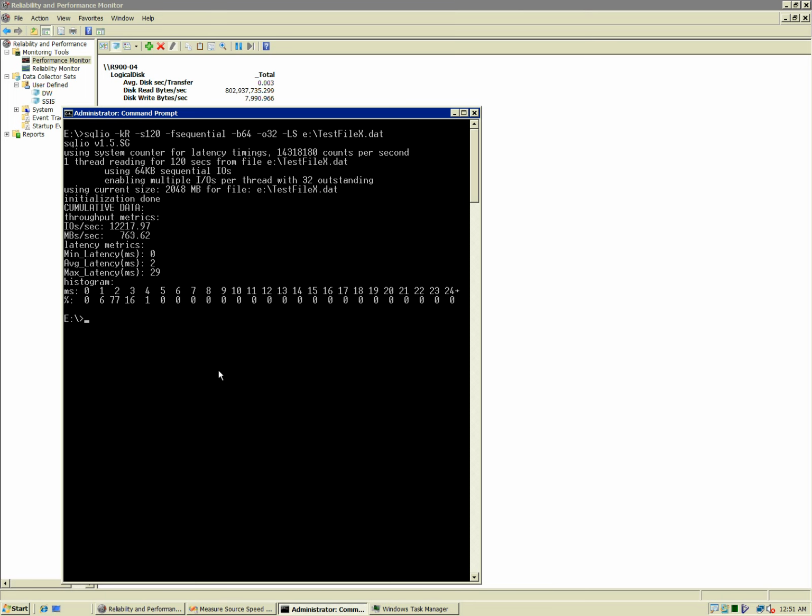But if I was to look at the SQL I/O on my more powerful system, the I/O is 12,217.97 IOs per second, and the megabytes per second is much higher at 763.62 megabytes per second. So both the perfmon counters and something like SQL I/O, these are counters and information that you can bring back to your systems engineering or infrastructure team so they know how to help optimize the hardware for your SSIS packages to run that much faster.